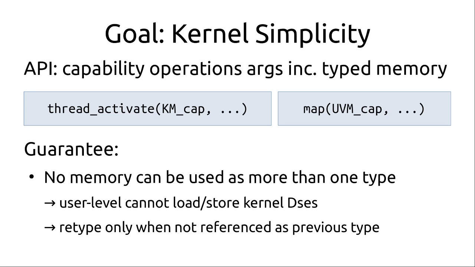So, what this essentially means is that user level cannot load and store directly to kernel data structures, right? So this is an intuitive form of isolation. The kernel data structure should not be accessible from user level. Well, that's essentially saying that memory that is typed as kernel memory cannot be mapped because the map operation can only operate on user-level virtual memory. So we just need to ensure, again, that no memory can be used as more than one type. If it's kernel memory, it can only be used as kernel memory, not as user virtual memory.